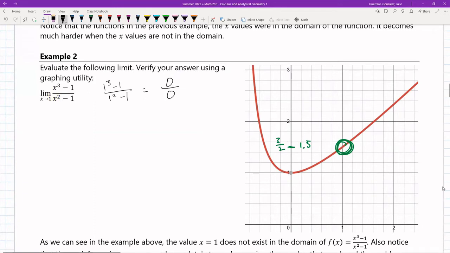The one thing I'm going to have you guys recall from high school is how to factor these terms out. Specifically, the rule that we're going to be using is the difference of cubes.